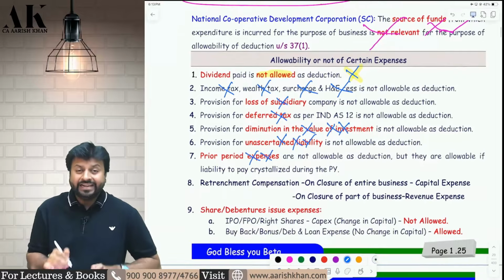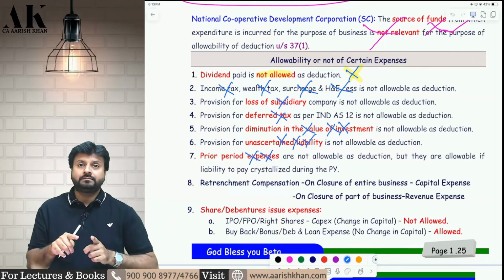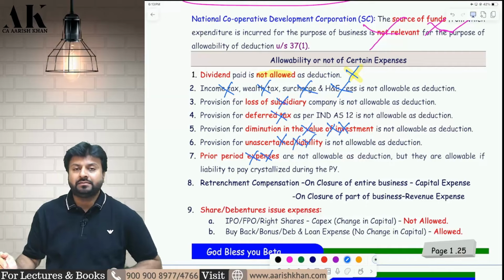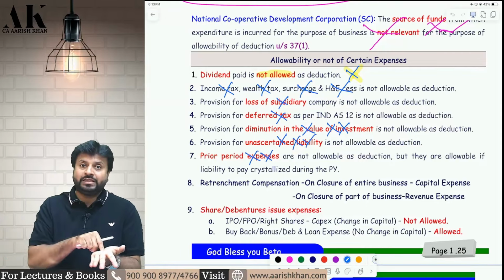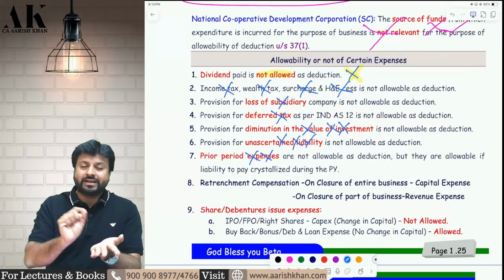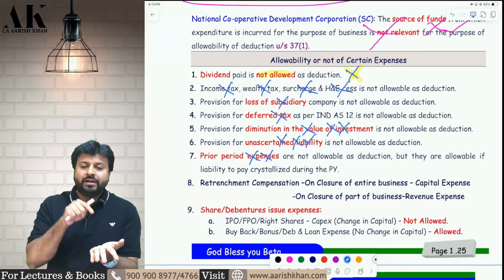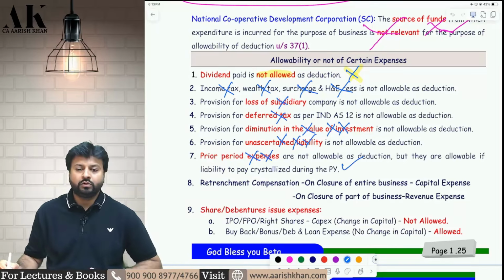Prior period expenses by default are not allowed under income tax law, but if the liability to pay that prior period expense is crystallized in the current year. Earlier, I was not aware that I have to pay this expense. In the current year, I came to know that I have to pay this because the court has passed some order, etc., that you have to pay this much amount to the employee. So the current year, I came to know that this is a liability which is crystallized in the current year. Then it is allowed. Okay.